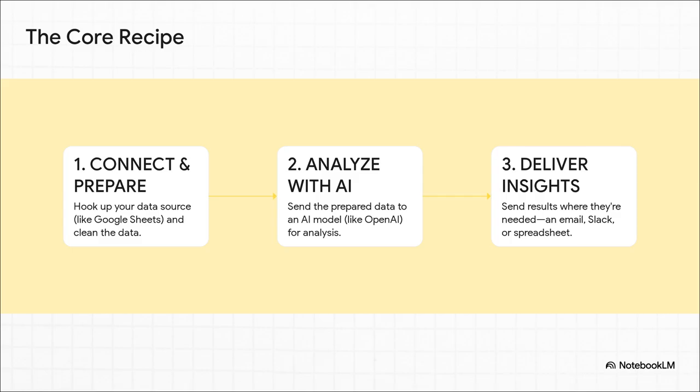Next, step 2, analyze with AI. You then send that clean data over to an AI model, like one from OpenAI, and tell it what to do. And finally, step 3, deliver the insight. The AI does its thing, sends back the analysis, and your workflow automatically shoots those results wherever you want them: a summary in your email, a ping in Slack, or even right back into the original spreadsheet.